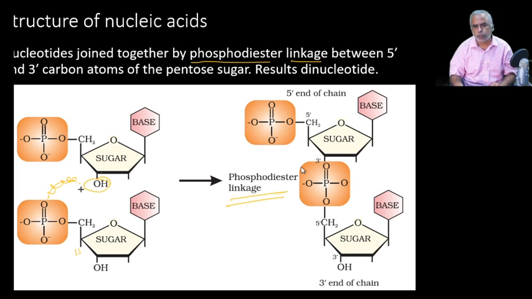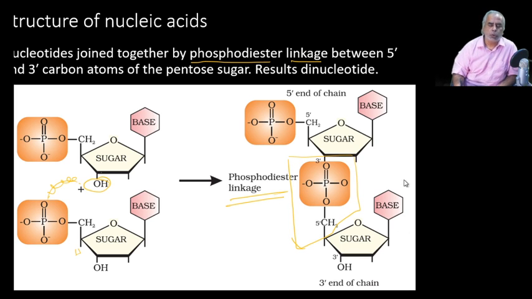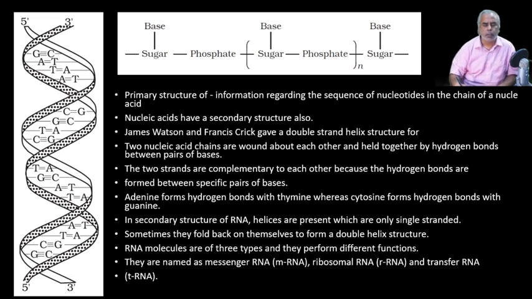So it forms phosphodiester. Are you able to follow? It's called phosphodiester linkage. Okay. So that results in a dinucleotide. So likewise you have got a polynucleotide. Okay. Right. Now let us have this nucleic acid.